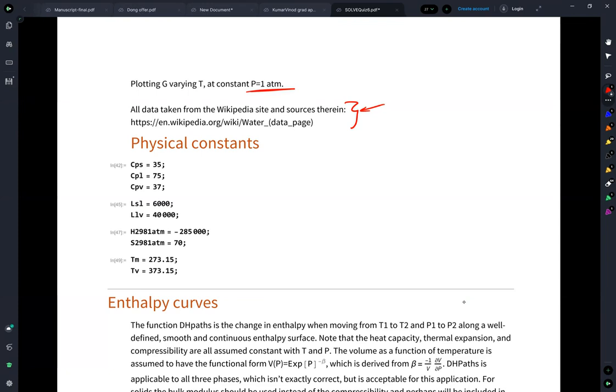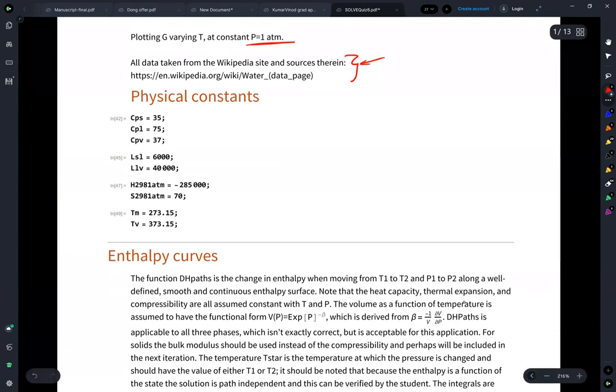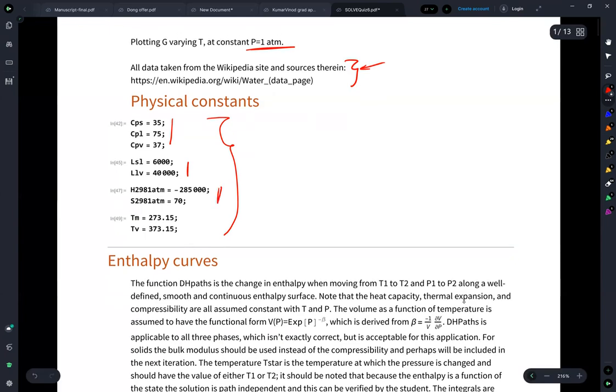So for my first pass at doing this, I just said, well, let's just get a rough estimate of things, right? So I took the heat capacity for the solid, liquid, and vapor to be roughly constant. I took approximations for the latent heat of transformation from solid to liquid, liquid to vapor, and the enthalpy of formation, and this is for the liquid phase, at 298 and 1 atm.